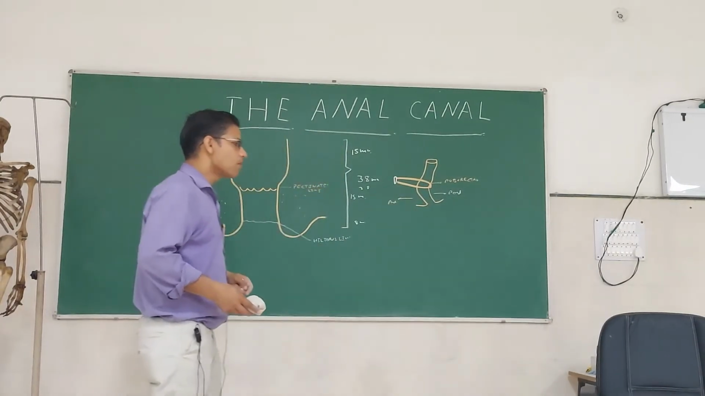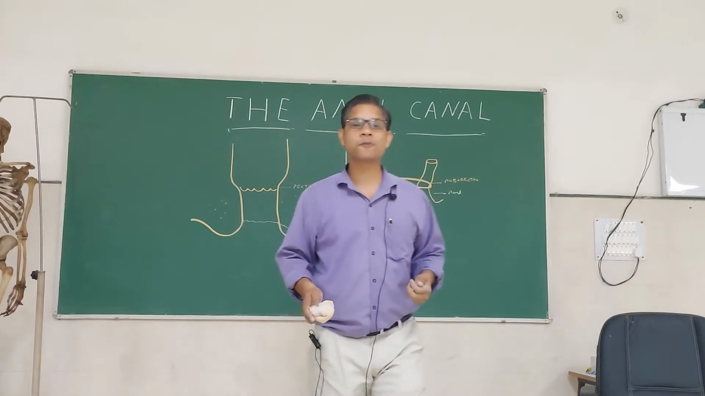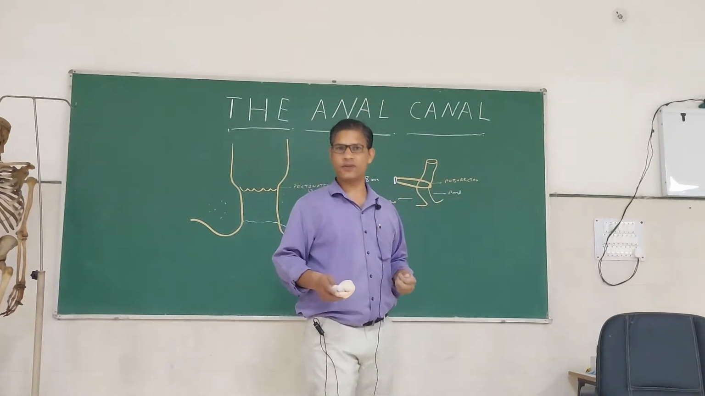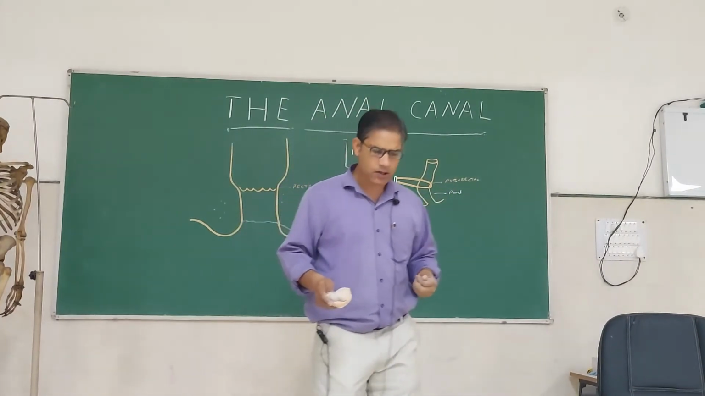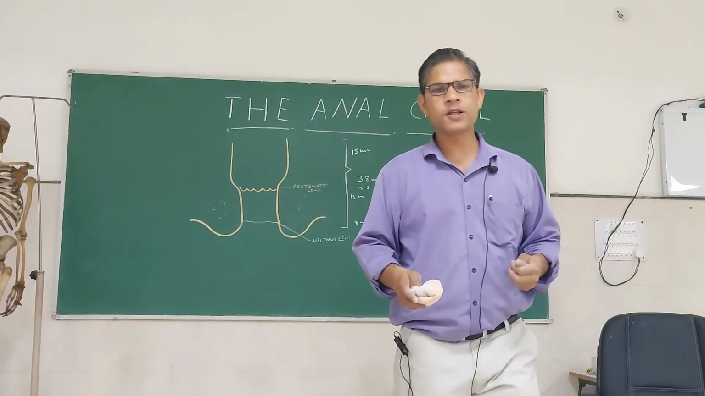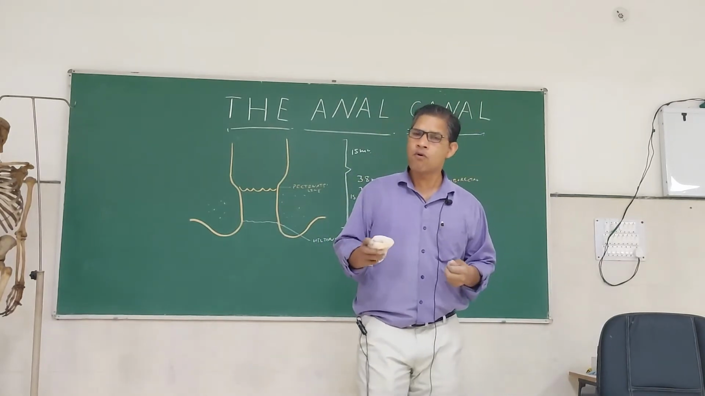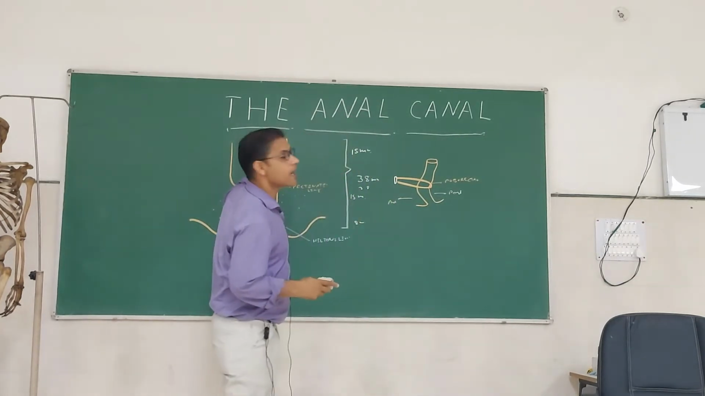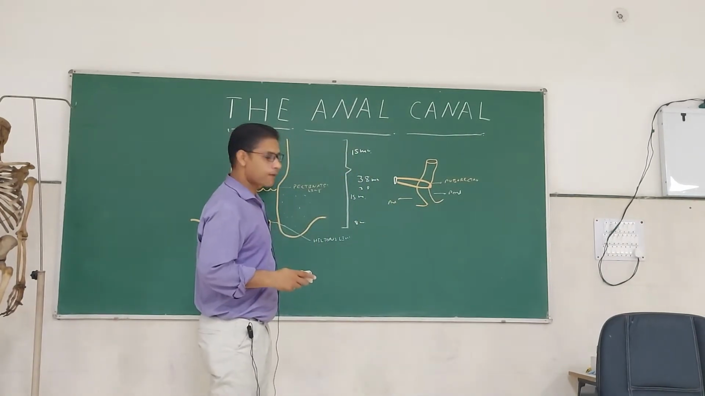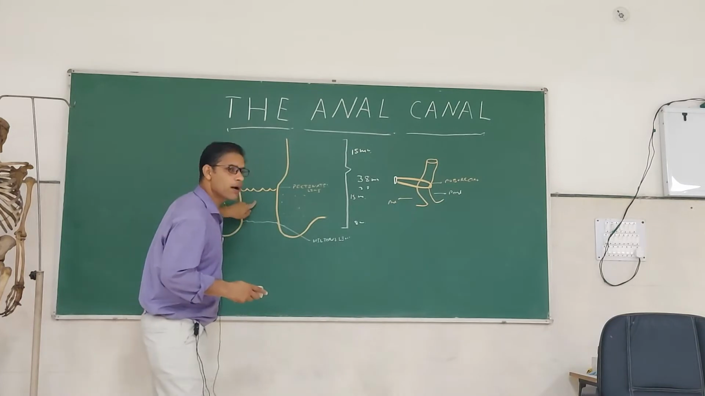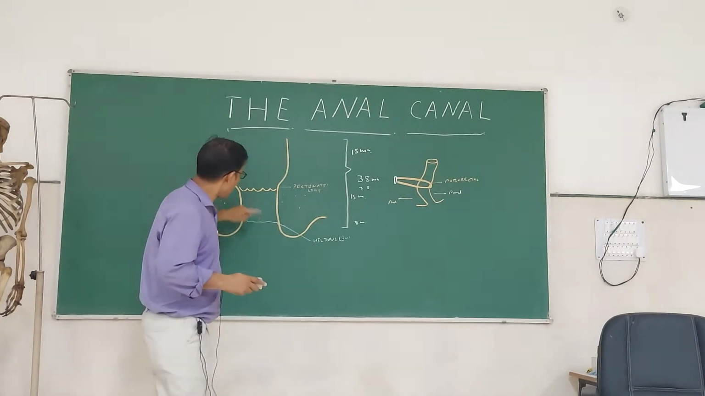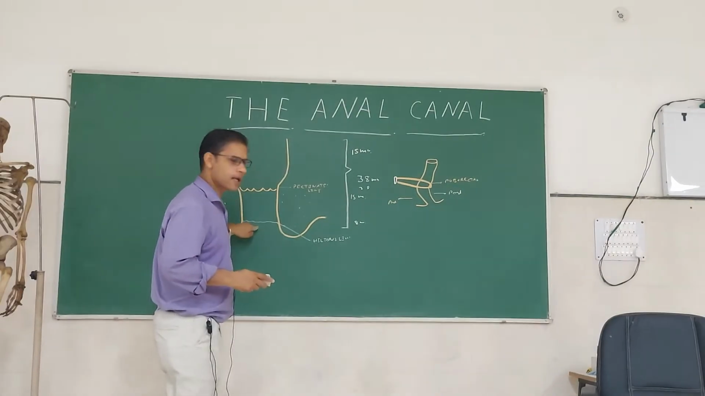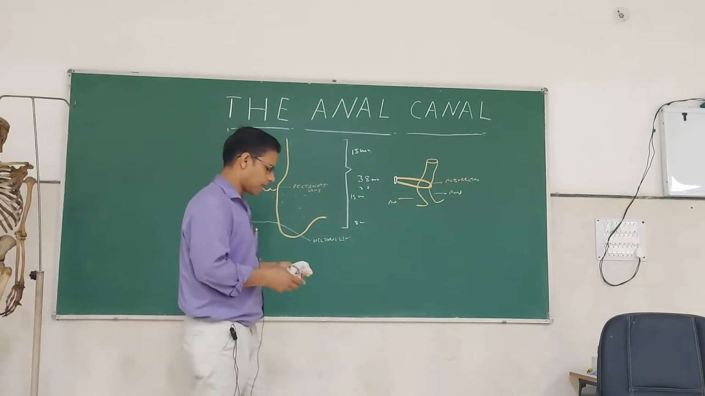Now I am moving toward the specific features of the anal canal. When we are talking about the specific features, we will move from part 1, that is the proximal part of the anal canal, the middle or intermediate part of the anal canal, and the lower part of the anal canal. First of all, the upper part of the anal canal.